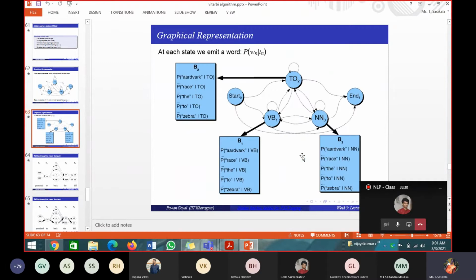I will show this example. See here, this is a preposition. So: preposition, adverb, race, the, to, zebra. These are all the words given. Either this may be this word, or race can be a race, or the can be the preposition, or to can be the preposition, or zebra can be a preposition. So these are all the words present in my sentence.